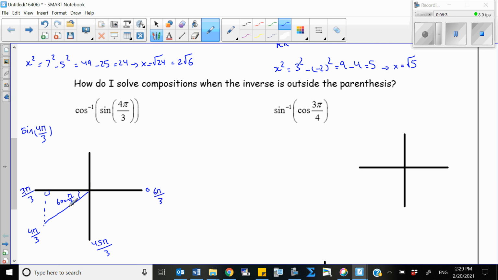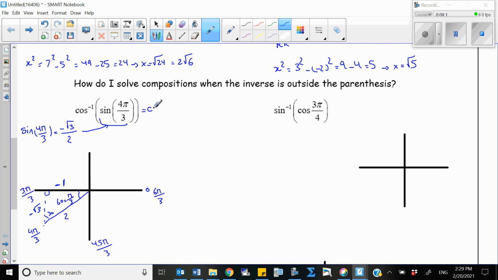So I have a special right triangle, 60, 30, and 90. The ratio of the sides are 1, root 3, and 2. This is negative, and this one is also negative because it's left side and below the x-axis. Okay, so what is sine? We know that sine is opposite over hypotenuse. If I find the sine value of this angle, that's basically my answer. So opposite is negative root 3 and hypotenuse is 2. So we found the answer of the inside.